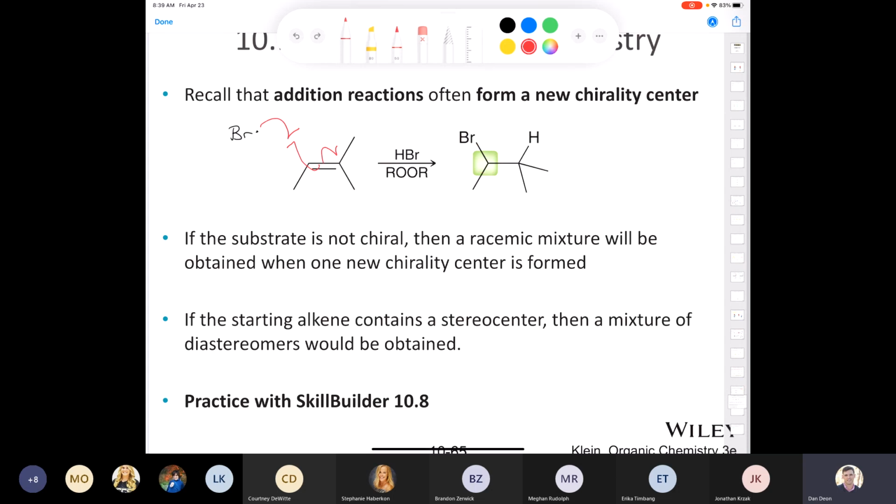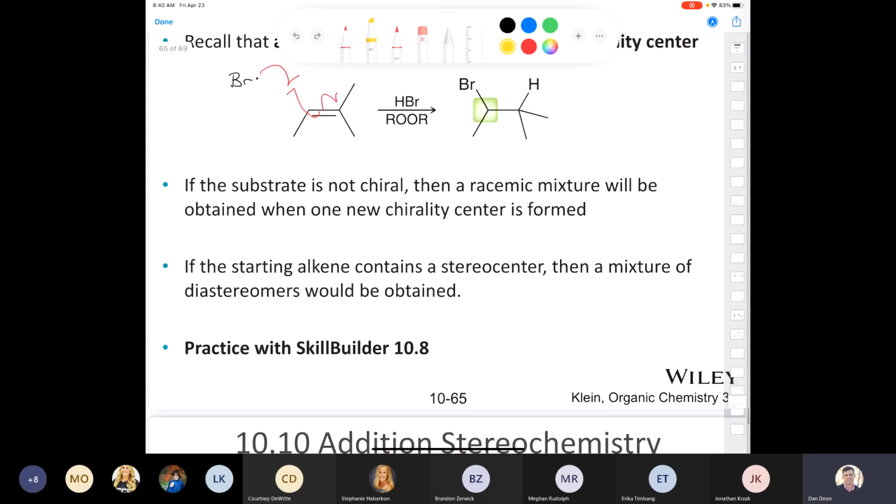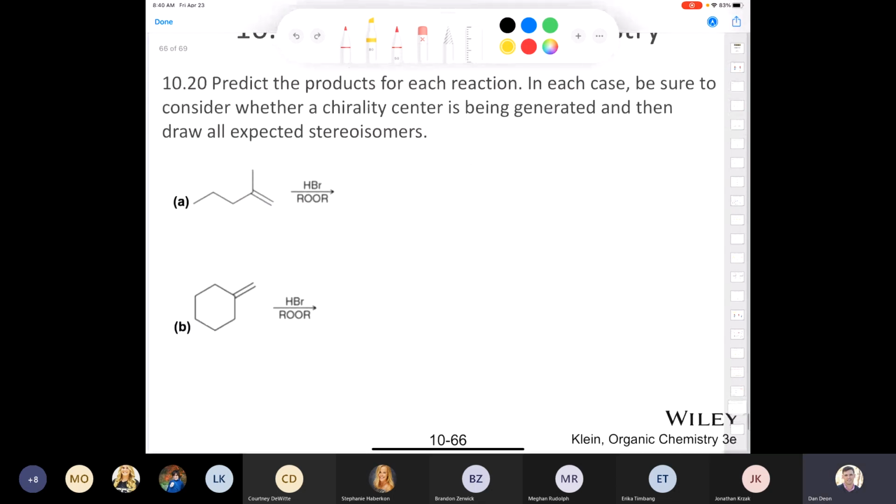But if the starting material has a stereocenter, then you're going to get a mixture of diastereomers. Don't worry about the percentage of, maybe I'll get more of this, maybe there'll be less of that one. Don't worry about that at all. That would be more of an advanced organic chemistry topic, where maybe you look at that in detail for a couple of reactions or something. So with all that information in mind, let's try some practice here.